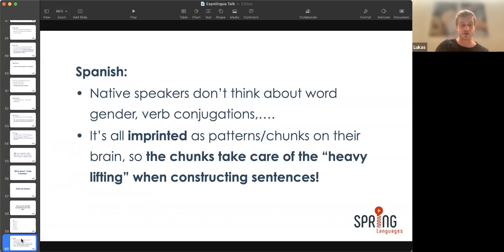I think by now you understand what chunks are, right? Native speakers don't think about word gender or verb conjugations, just like you in your mother tongue don't think about these things. All of it is imprinted as patterns or chunks on your brain. So the chunks take care of the heavy lifting. And this is the main benefit of learning chunks. They take care of the heavy lifting when constructing sentences. You can just bypass all the grammar. You don't even need it anymore there, right?